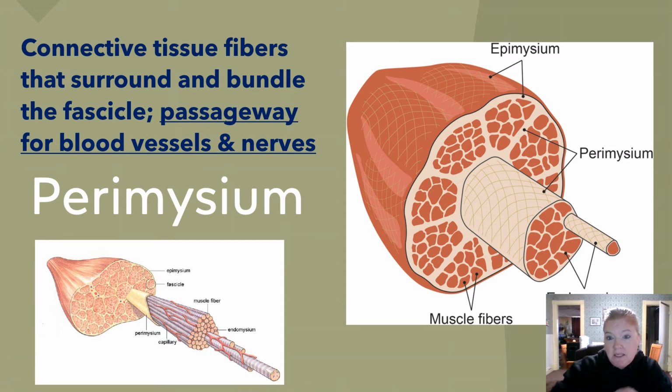And just like the skeletal muscle had the epimysium around it, the fascicle has connective tissue around it. And its connective tissue is called the perimysium. So the perimysium surrounds the fascicle. Now, within the perimysium, between those fascicles, we have passageway for blood vessels and nerves so that they can signal contraction and provide nutrients, take away waste, all those good things.